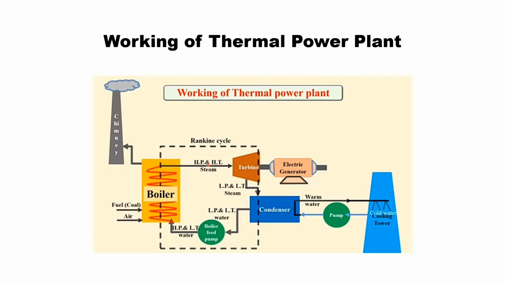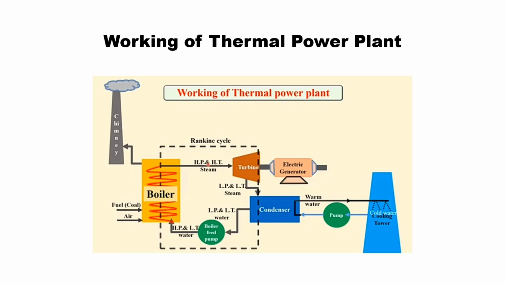This cycle goes on repeating. Now the steam which has gone to the condenser will come outside as water. That water will be sucked by the feed water pump, and then that water will be supplied to the boiler. This is the basic cycle of the thermal power plant. This is the basic diagram of a thermal power plant.